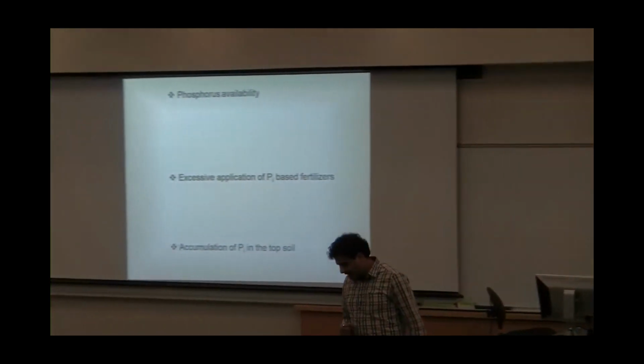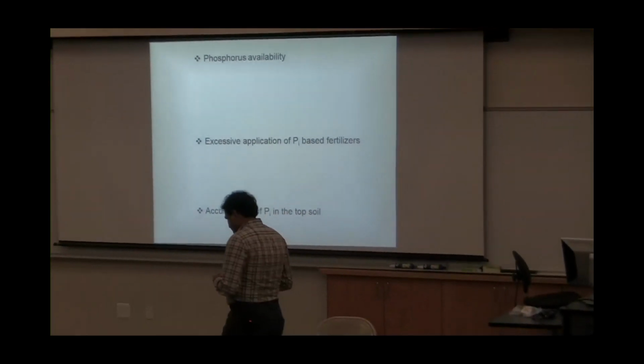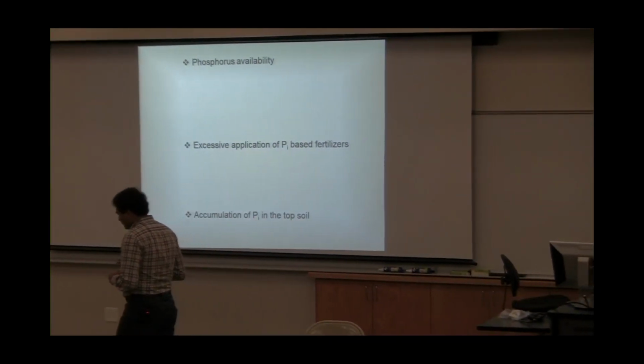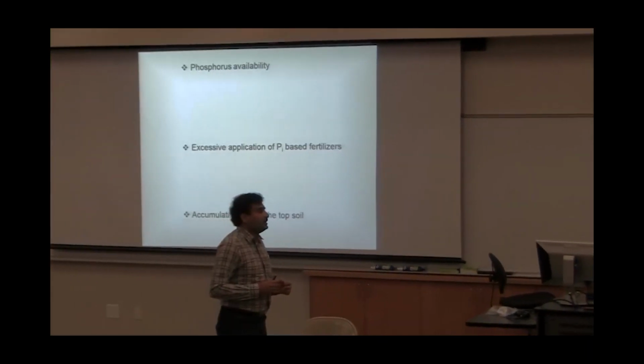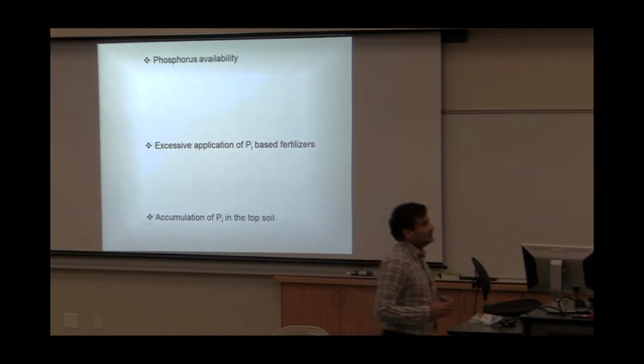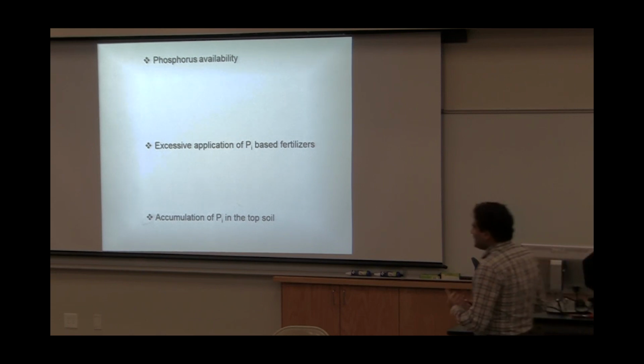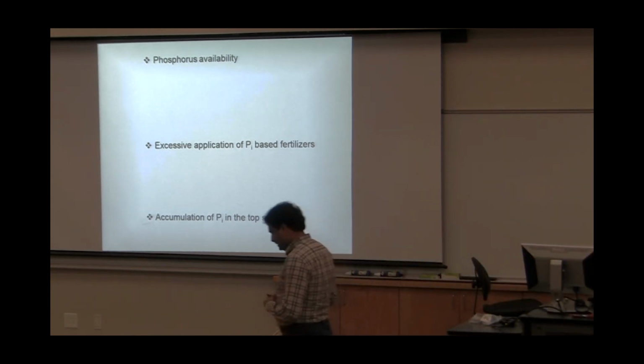Phosphorus availability across the world is limited because phosphorus has low mobility and is less soluble in nature. It often forms complexes with iron, calcium, and zinc, and that's why it's less available to the plant. So there is a phosphate starvation kind of condition in the world.